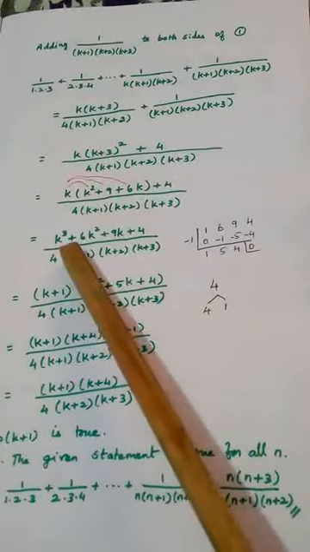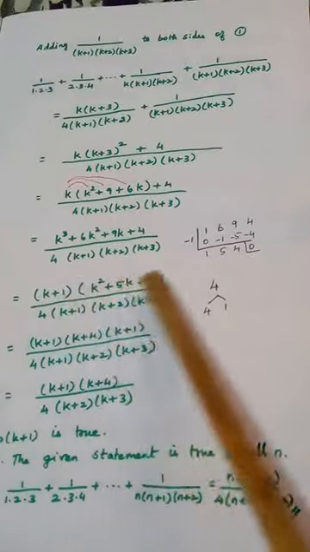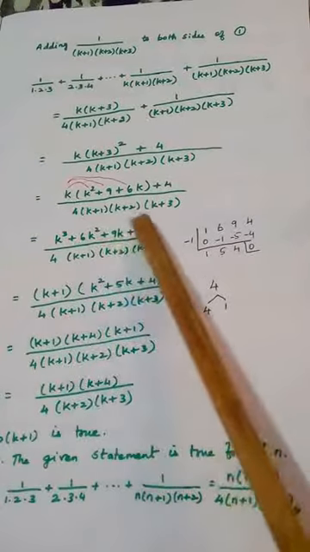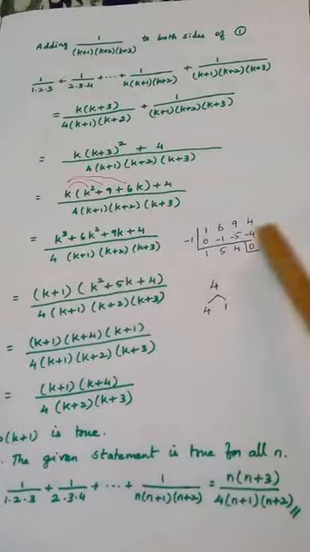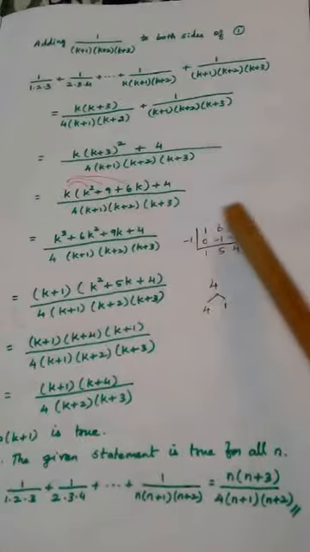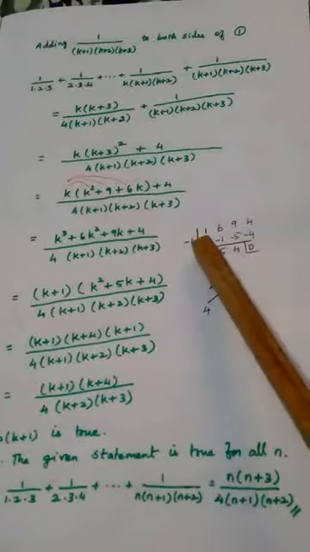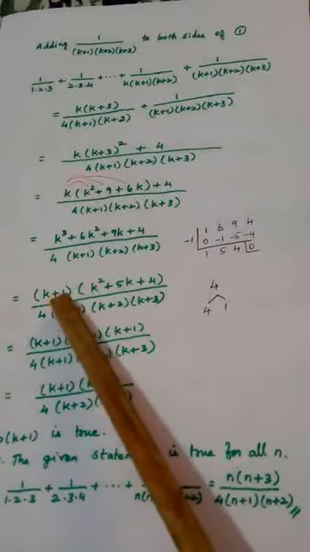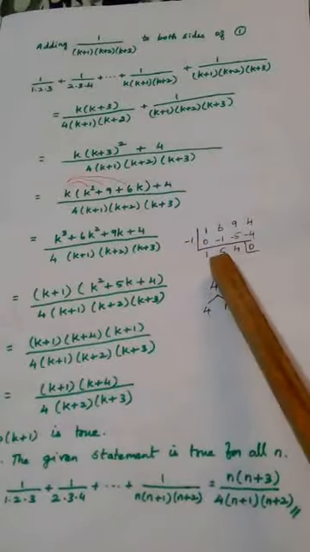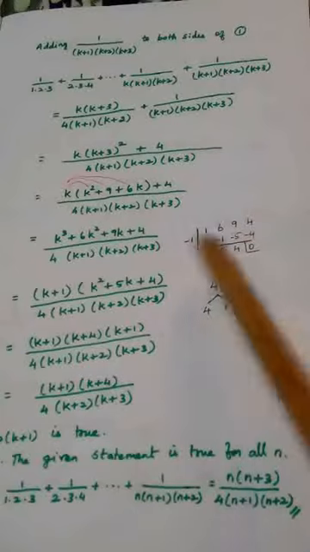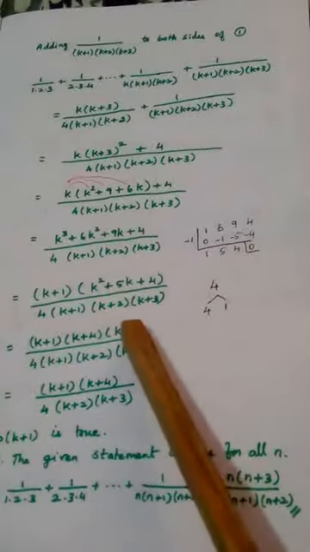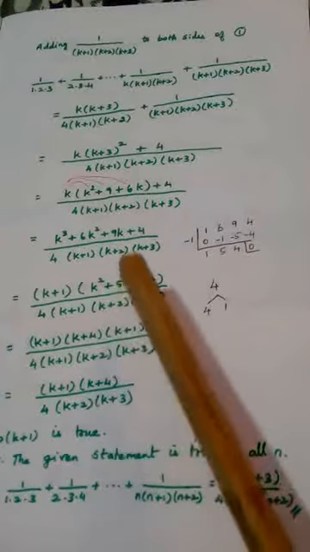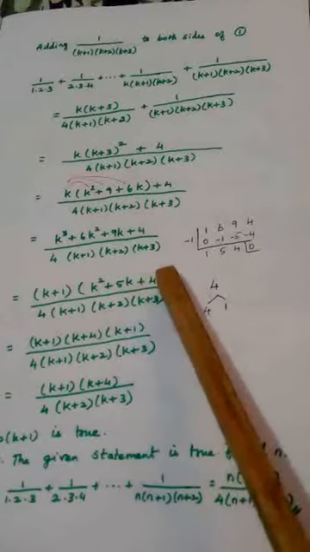So try to understand, this cubic equation is factorized like this using this synthetic division. Since 0 comes for minus 1, I am writing k plus 1. For this quotient I am writing k square plus 5k plus 4 by this denominator. Right? Now, factorizing this. How to factorize?